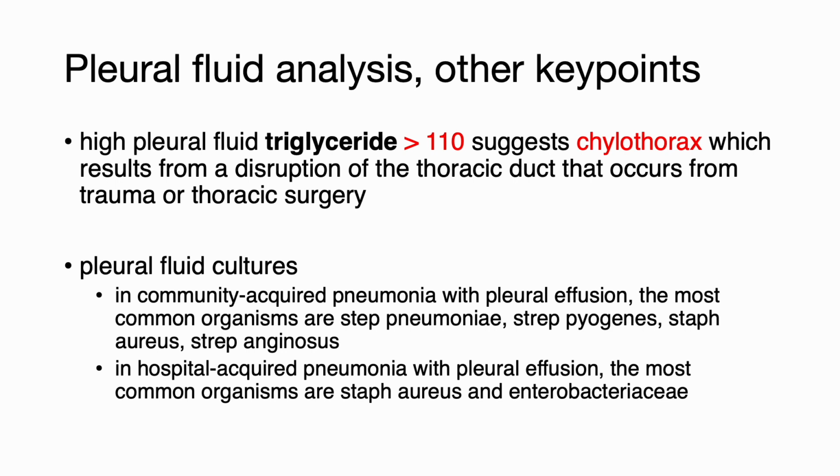As far as pleural fluid cultures are concerned, in community-acquired pneumonia with pleural effusion, the most common organisms are Strep pneumoniae, Strep pyogenes, Staph aureus, or Strep anginosus. In hospital-acquired pneumonia with pleural effusion, the most common organisms are Staph aureus and Enterobacteriaceae.